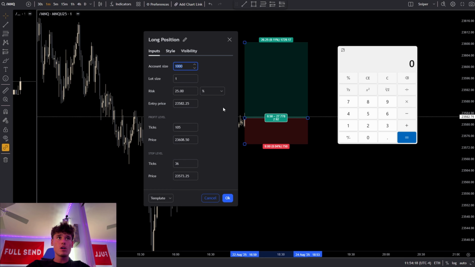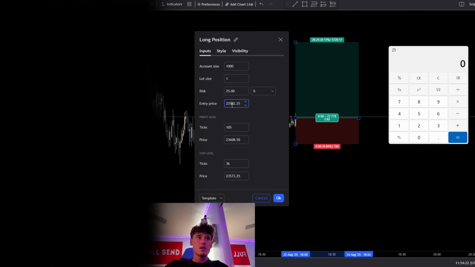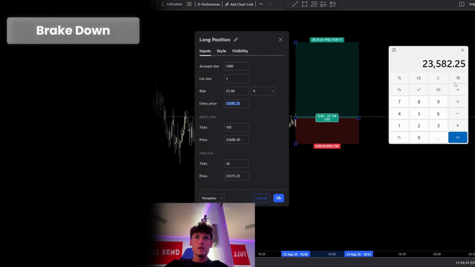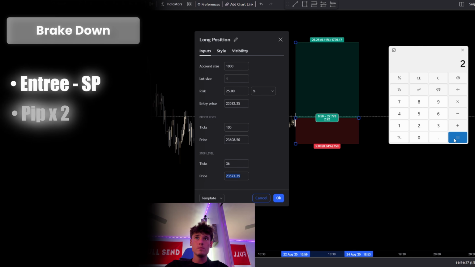So if we're going to be taking a long position, we're going to take our entry point minus our stop loss. Then we get a total of 9 pips. So 9 times 2, we have 18.